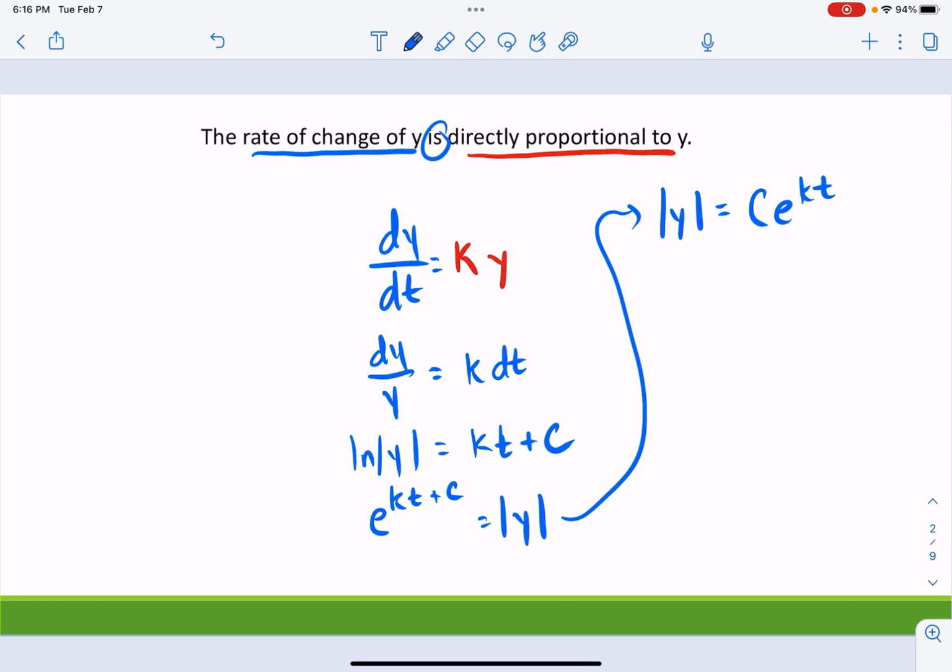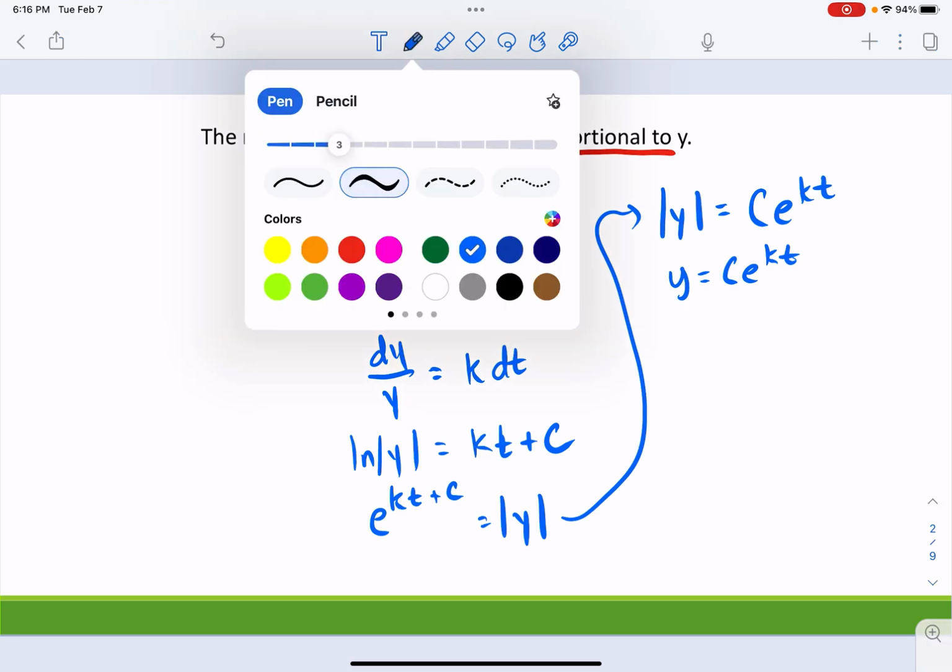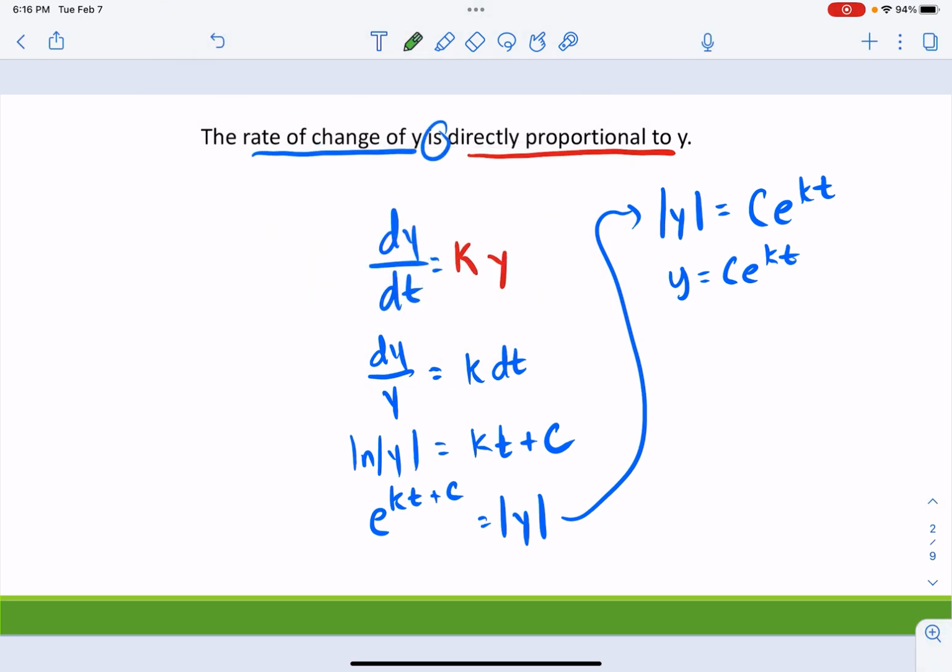Now, hopefully you realize what type of function that is. That's our growth and decay function. So that's what I was going to say a minute ago: I could take away those absolute value signs to get that formula. You need to be able to go between those two functions. You can jump right to it if you want. You don't have to show the antiderivative.